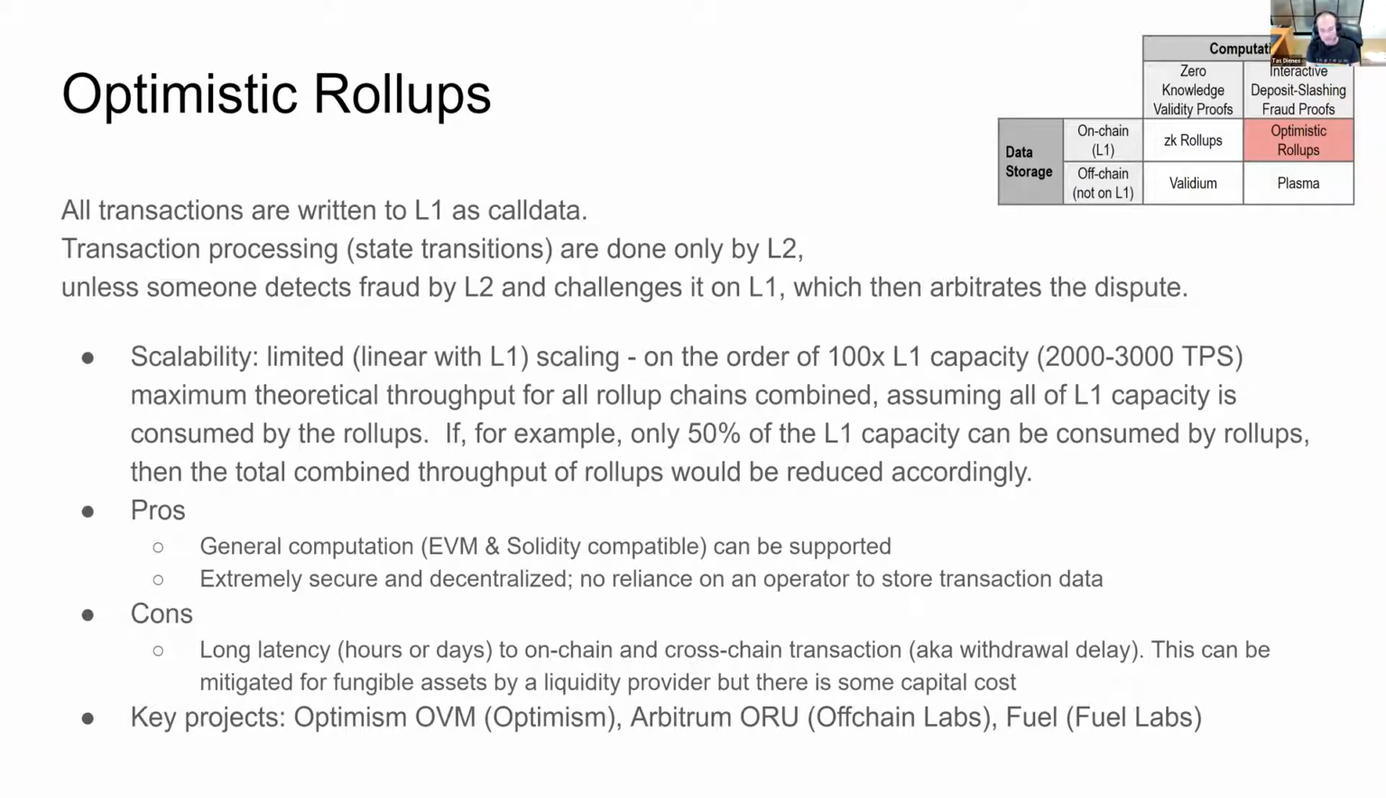And like with Plasma, there's a way to mitigate this for fungible assets. So if you have tokens like Ether or ERC20s, and you want to be able to withdraw them or transfer them quickly and easily between layer 1 and layer 2, you can have a liquidity pool provided by a liquidity provider that allows people to exchange on-chain versus off-chain tokens, but there is some capital costs associated with this. Key projects in the optimistic rollup space are Optimism, Arbitrum, and Fuel.